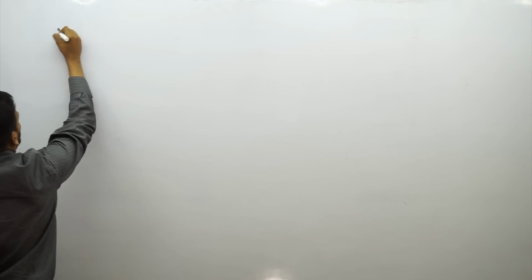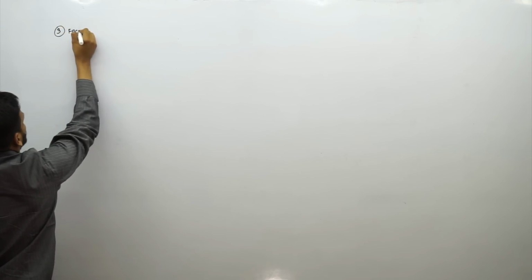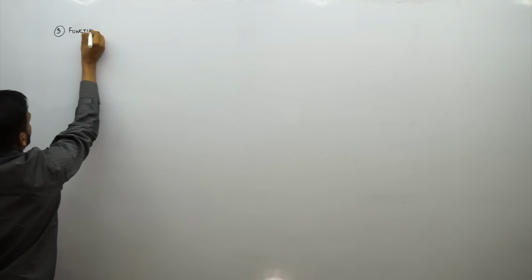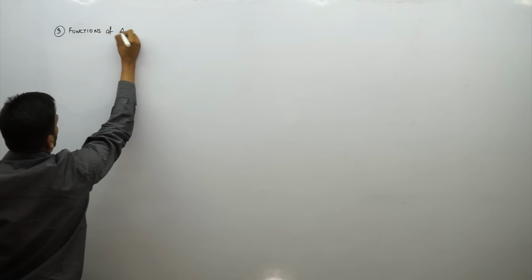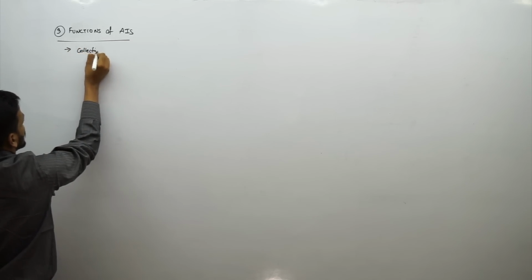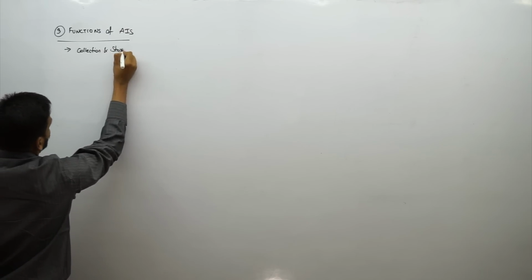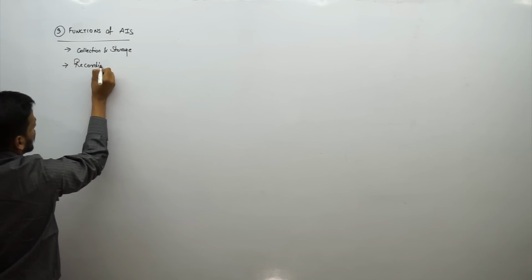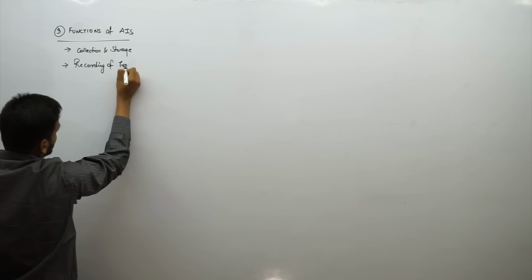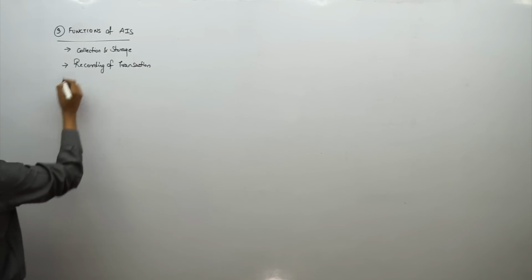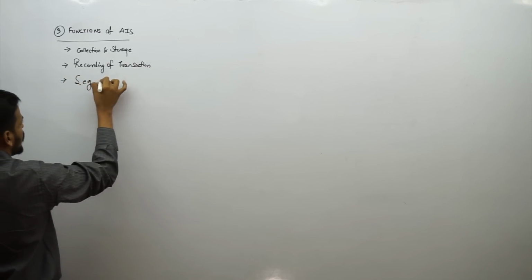What is accounting system automation? These are called the three functions of accounting information system: collection and storage of information, recording of transaction, and then of course segregation of duties.